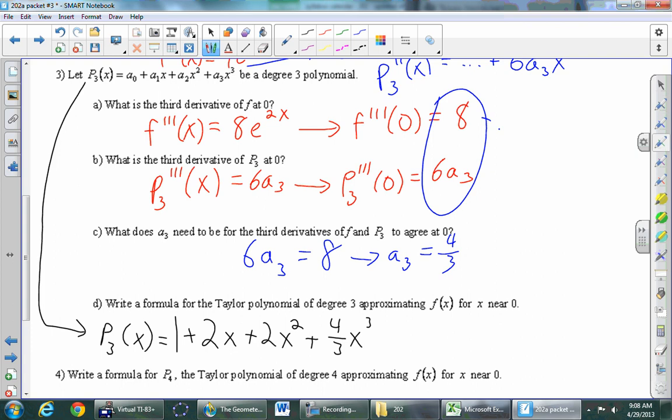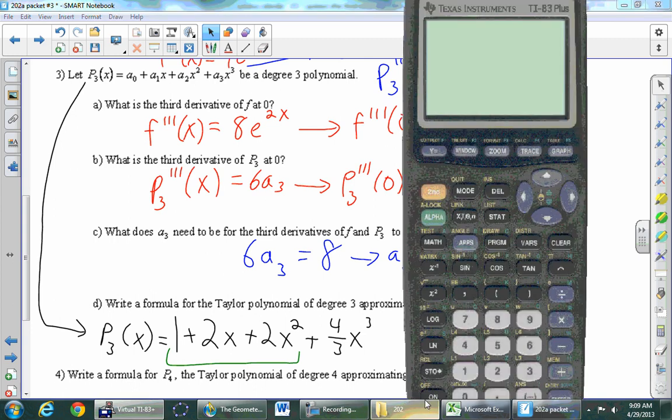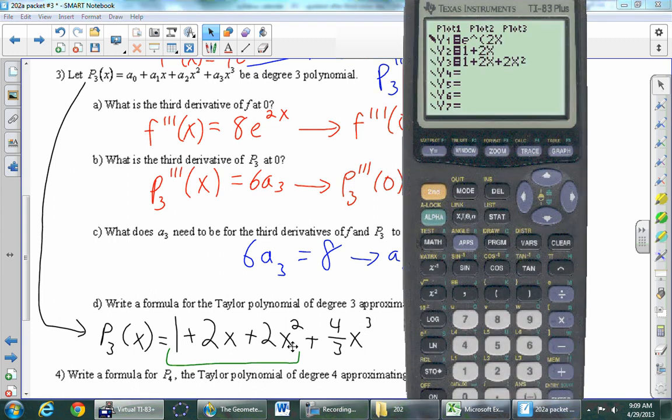I'm just going to underline this part right here, and then we're going to go to the calculator. Where have we seen this 1 plus 2x plus 2x squared before? That was the best parabola that we found. And then we're just adding another term. 1 plus 2x plus 2x squared. Why am I in finance? 1 plus, thank you, 1 plus 2x plus 2x squared plus 4/3 x cubed.